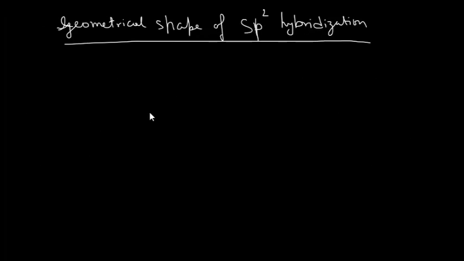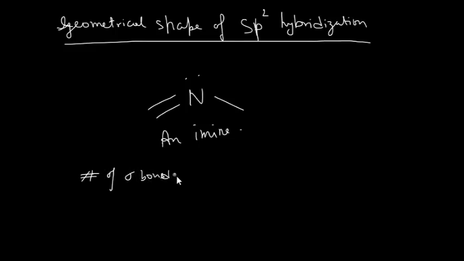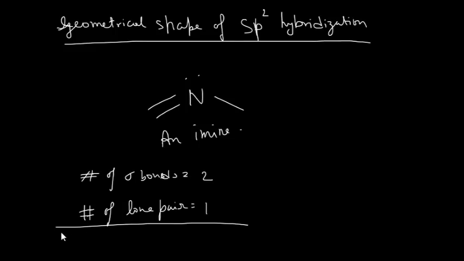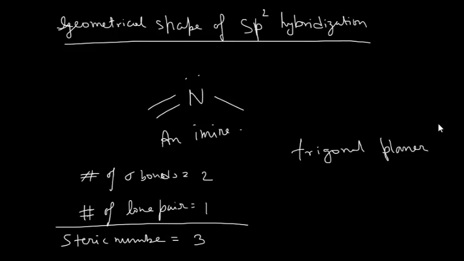Here let us take an example of nitrogen in an imine. Here the number of sigma bonds is equal to 2 and the number of lone pairs is equal to 1. Therefore, the steric number is equal to 3. Therefore, the geometry is trigonal planar.